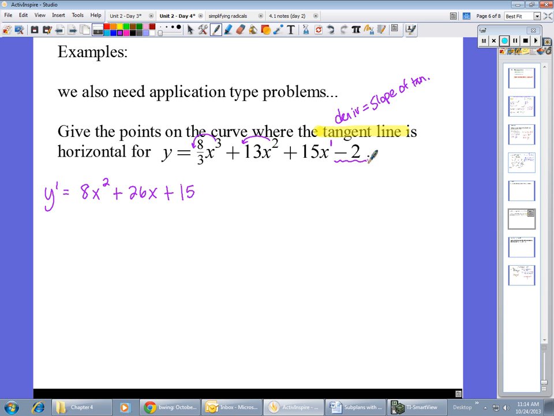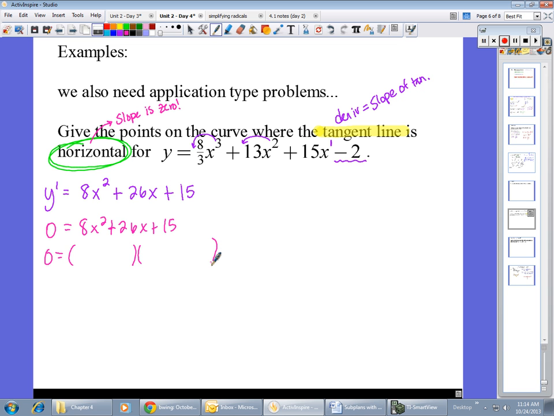And now that we've gotten the derivative, we have to figure out what to do with it. So here's the next part. It's talking about the tangent line being horizontal. So that has another special meaning to us. If the tangent line is horizontal, that means its slope is 0. In other words, the derivative is 0. So we set the derivative equal to 0 and solve. And we can solve by factoring.